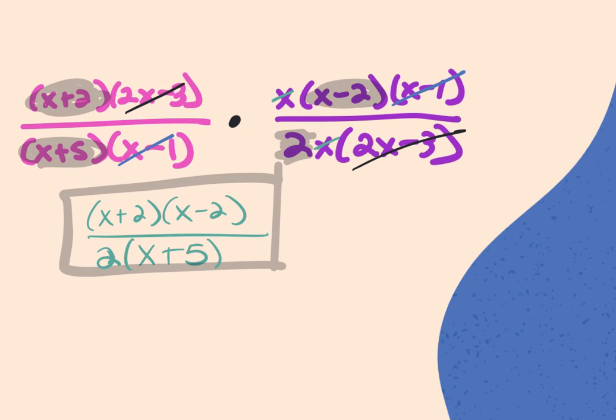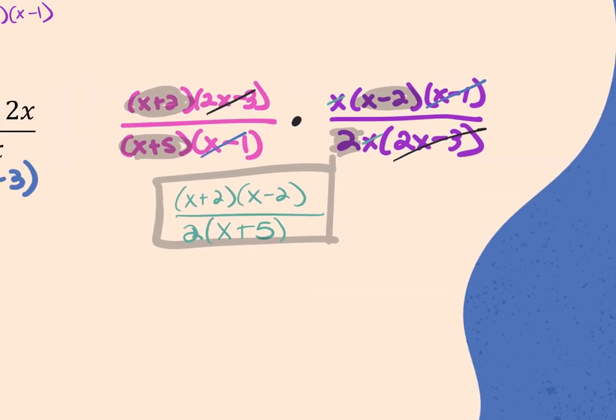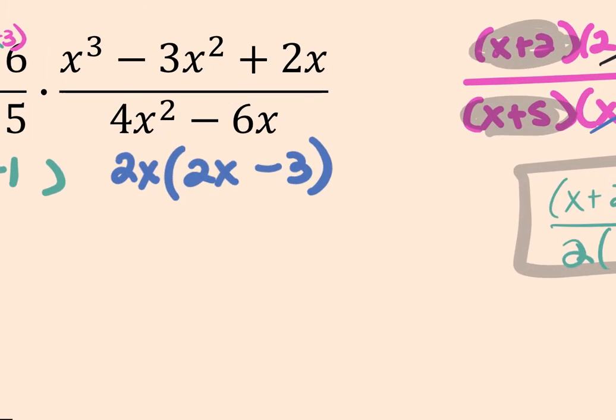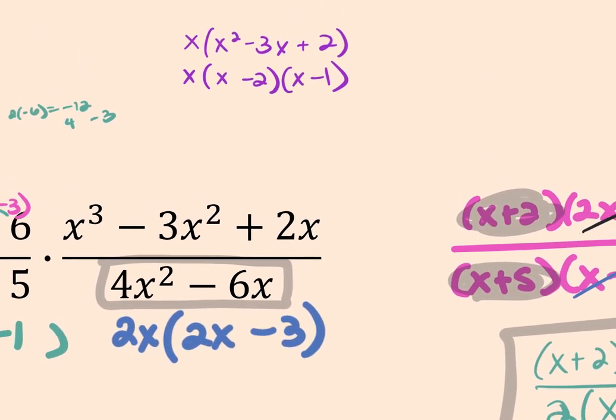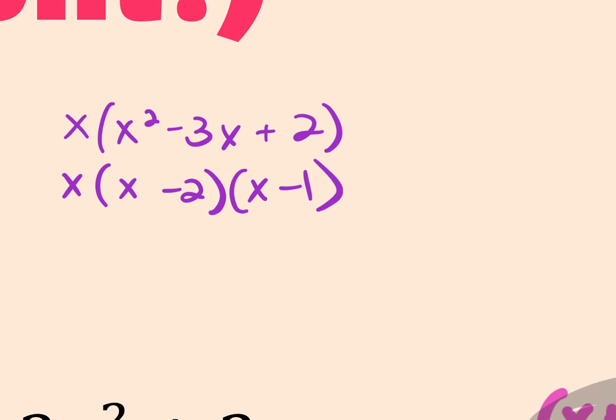Joey. How did you get the denominator for the purple one? Take from here, so from the 4x squared minus 6x, take out a 2x because it's the greatest common factor. I'm sorry, the numerator. Oh, the numerator? I had to take out an x first, and then I'd get x squared minus 3x plus 2, and then you're looking for the factors of positive 2 that sum to negative 3, so it's x minus 2 and x minus 1.